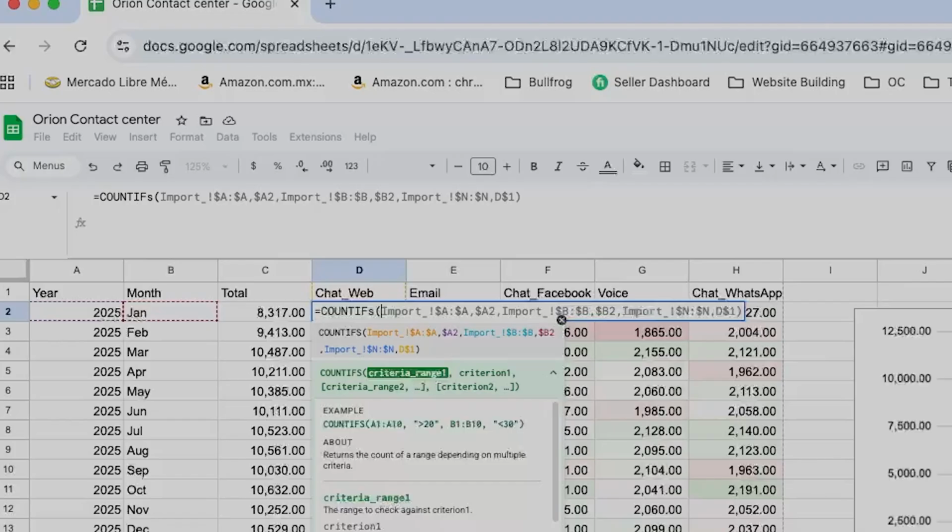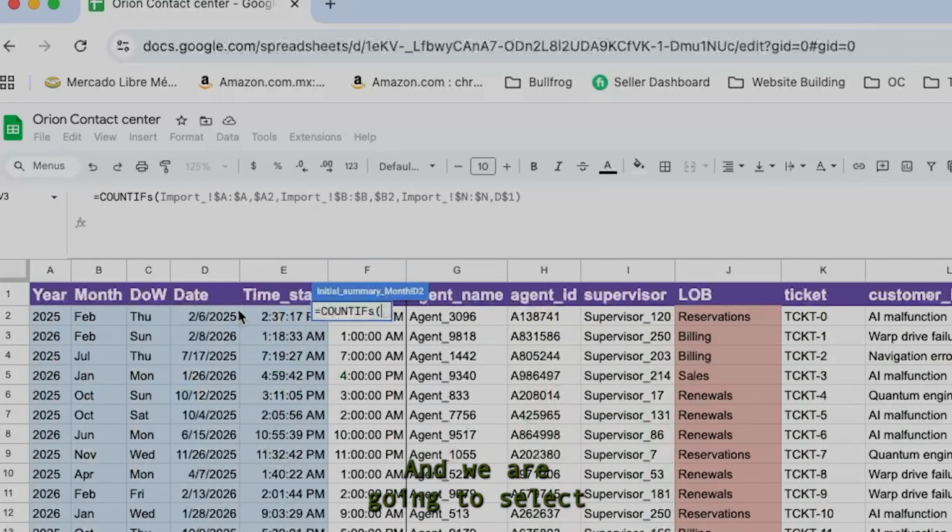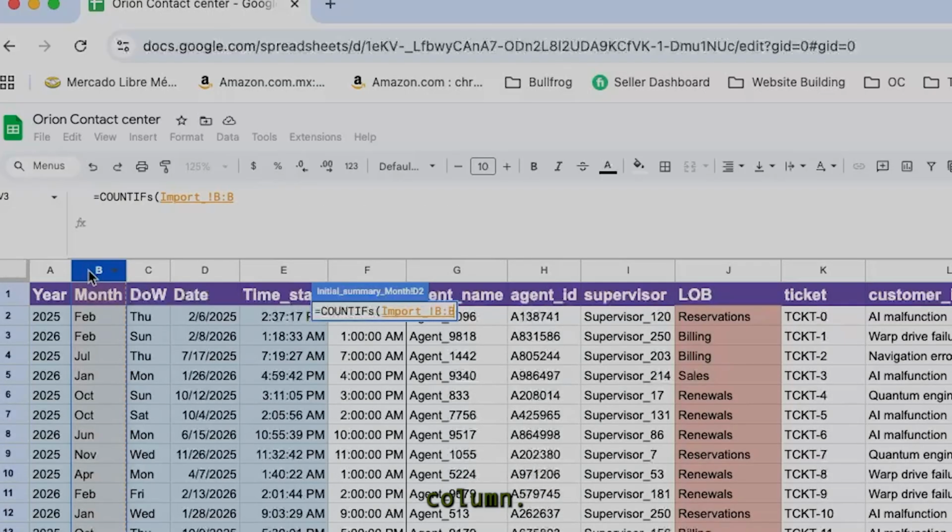So, counting items by multiple criteria. In this case, we need to know how many interactions from chat we got in January 2025. The first thing that we have to do is go to import, and we are going to select the month column.